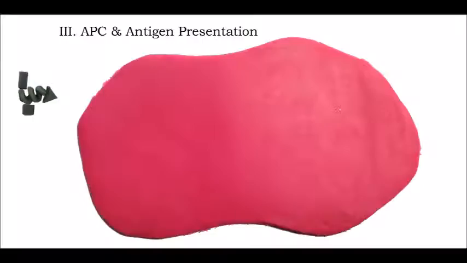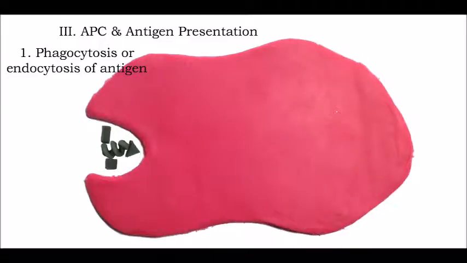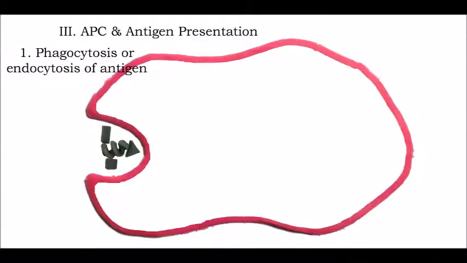To help our memories, let's go through it a little slower this time. ARQ number 3, antigen presenting cell and antigen presentation. Step 1 is phagocytosis or endocytosis of the antigen, which is drawn as a loopy line with a rectangle, triangle, and square attached to it, and it is phagocytized into the antigen presenting cell or macrophage, for example.